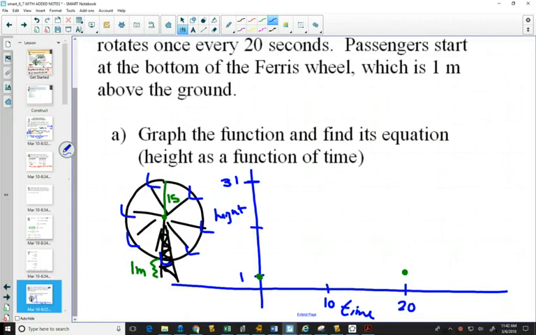That tells us that our center line in this one is at y equals 16. Again, you can use your amplitude. That means your radius. You could go up 15 to find your center at 16. And at 10 seconds, you're going to be at the top of this Ferris wheel.